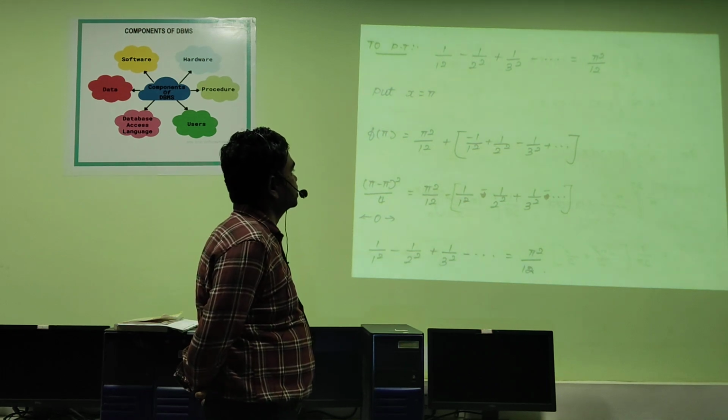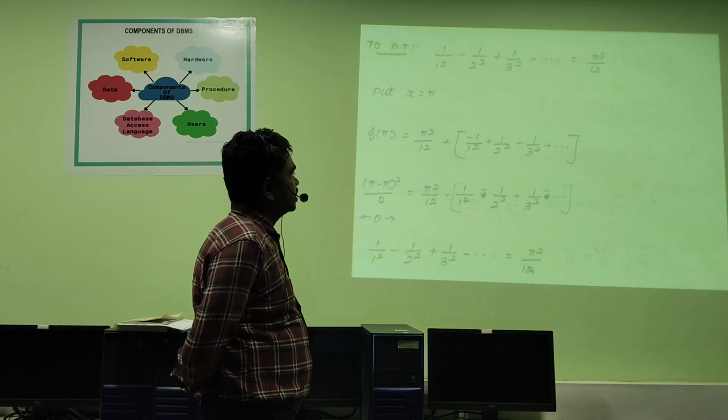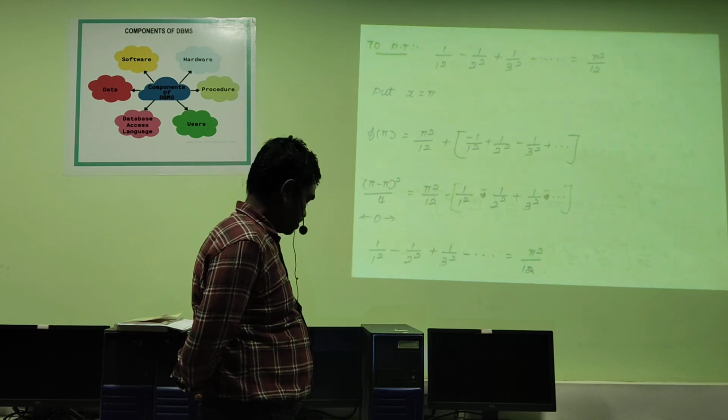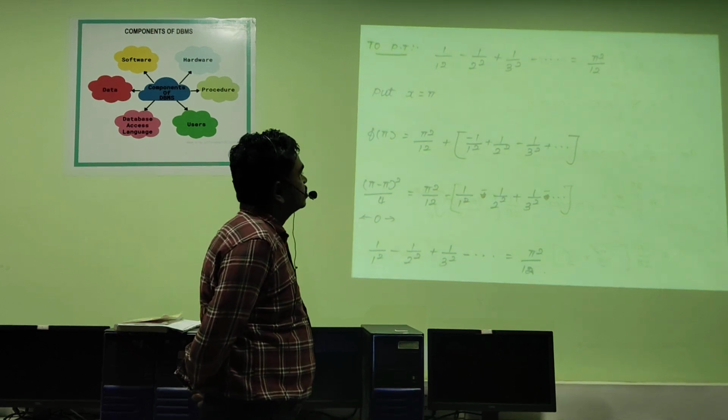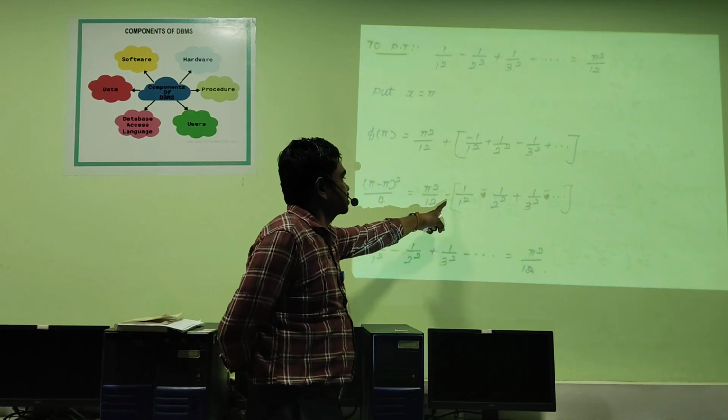So f of x, that is f of pi, equals pi square by 12 plus minus 1 by 1 square plus 1 by 2 square minus 1 by 3 square plus etc. So here minus is common, so I take minus outside.